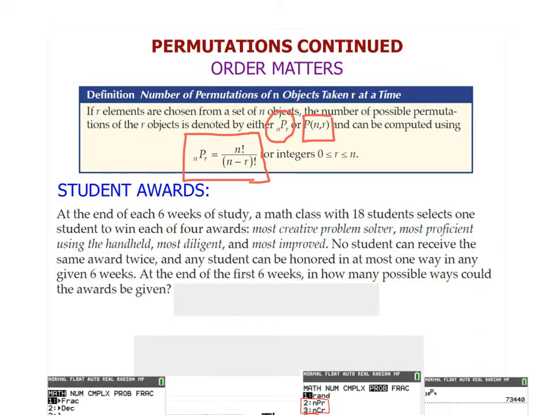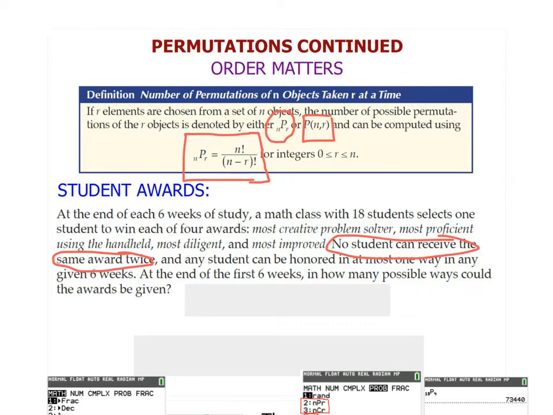So here's our example. We have these student awards, and at the end of each 6 weeks of study, a math class with 18 students selects one student to win each of 4 awards: most creative problem solver, most proficient using the handheld, most diligent, and most improved. No student can receive the same award twice, and so that's how we know it's a permutation, because there's not going to be any repeating. In other words, the order matters. And any student can be honored in at most one way in any given 6 weeks. At the end of the first 6 weeks, in how many possible ways could the awards be given?